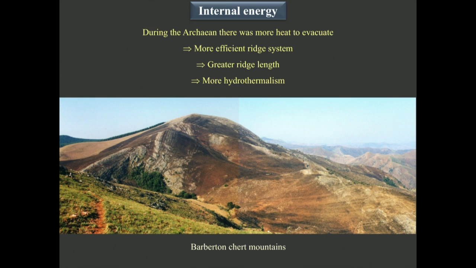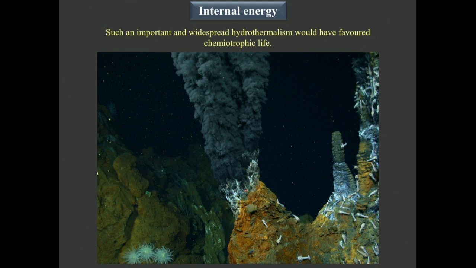This is important because, of course, if we look at ridges today, we have this kind of system which is in favor of chemotrophic life. That means life which is not dependent on the sun, which depends only on the energy coming from the internal Earth. So during the Archean, I do not say that the whole of life was like this, but this kind of environment was favorable for this kind of life.